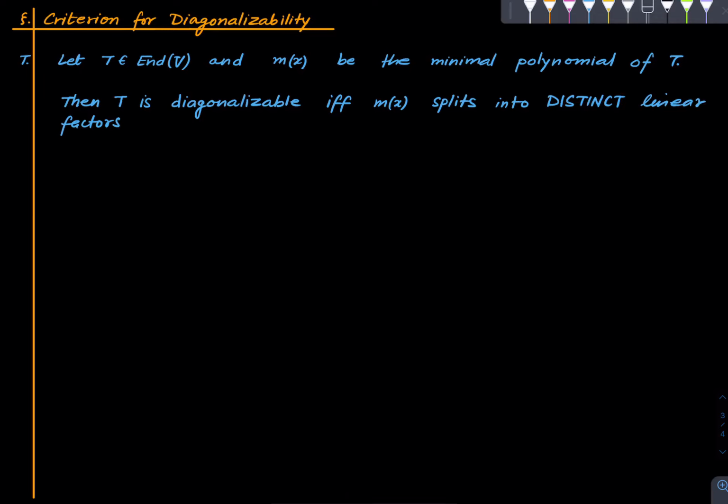And this just means that the minimal polynomial of T looks like this, for some pairwise distinct a_1 up to a_k. That's what it means to split into distinct linear factors.